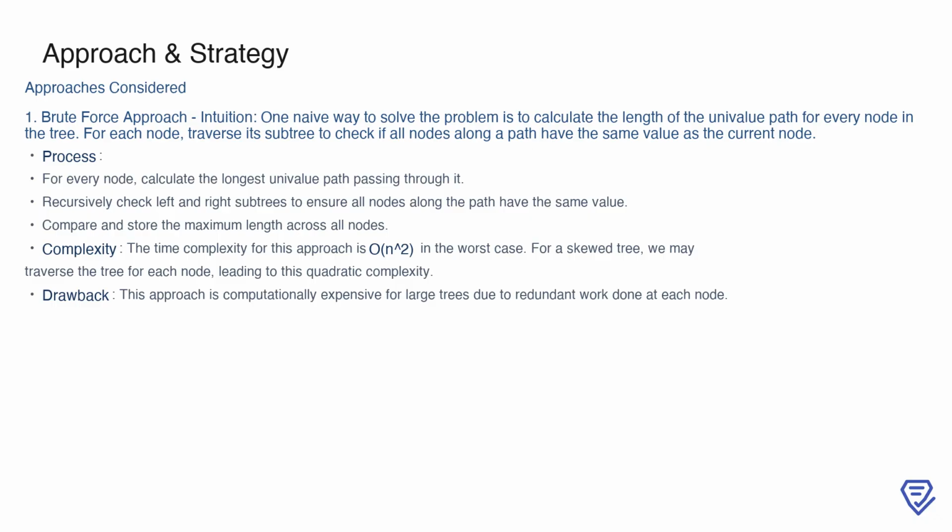While this approach is simple to understand, it has a major drawback. In the worst case, such as a skewed tree, we would end up traversing the tree repeatedly for each node, resulting in a time complexity of n squared. This makes the brute force approach computationally expensive and inefficient for larger trees due to redundant calculations.